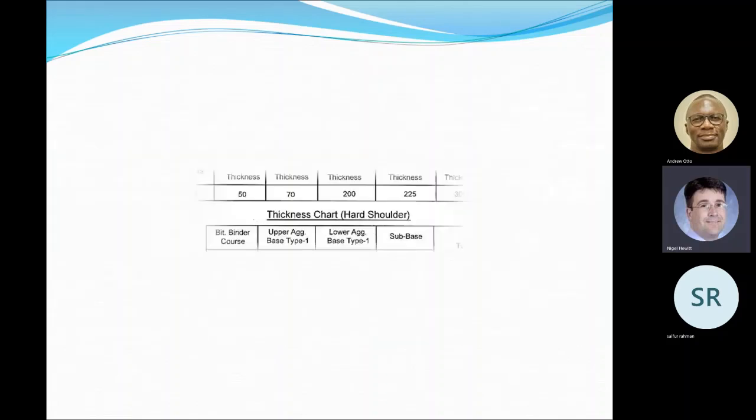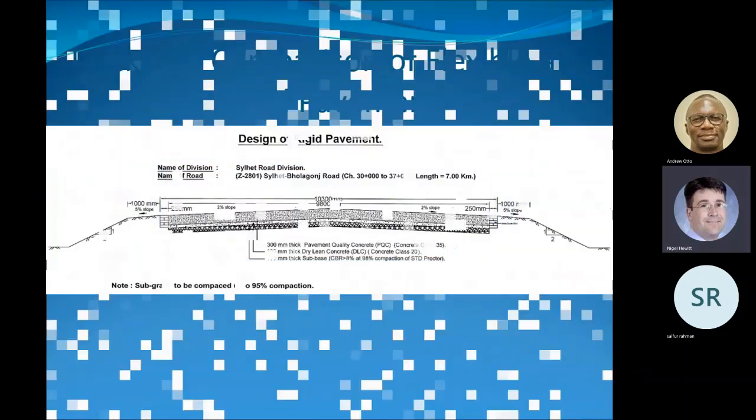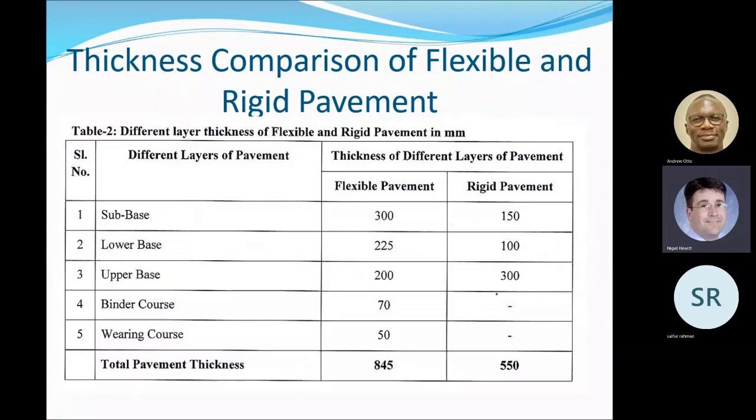Just 4 things. The thing I want to discuss is the comparison of flexible and rigid pavement. If you see the flexible pavement, the total depth of the pavement is almost 800 millimeters, and for rigid pavement it is 550. It matches with Dr. Ali's explanation.